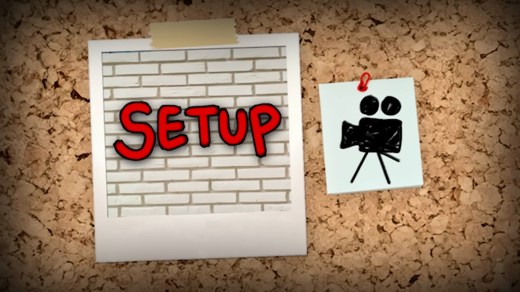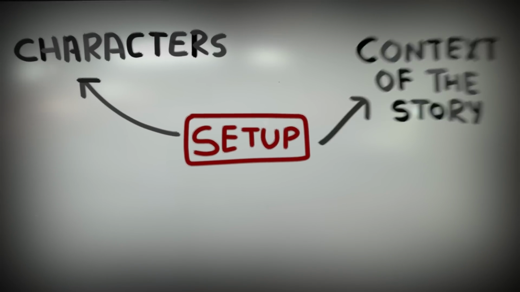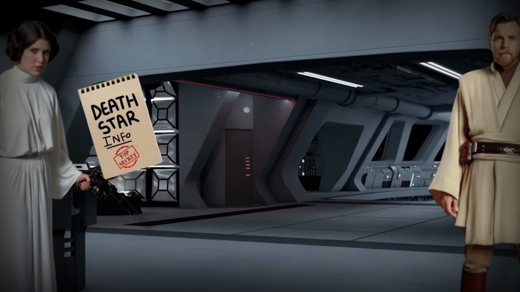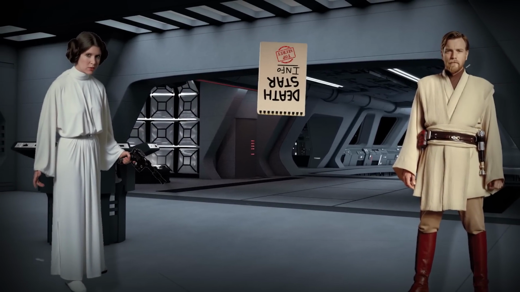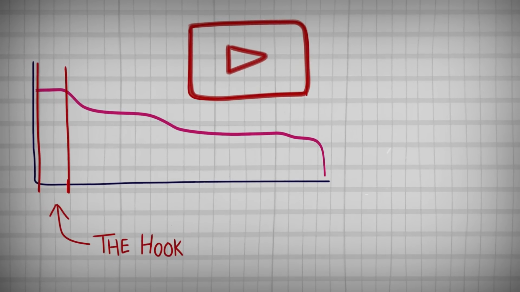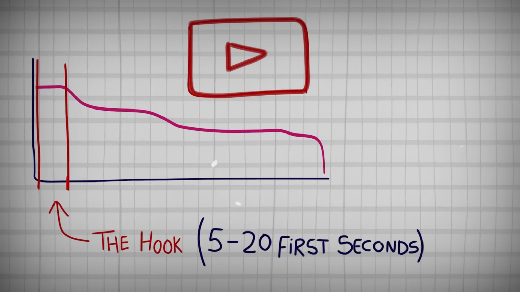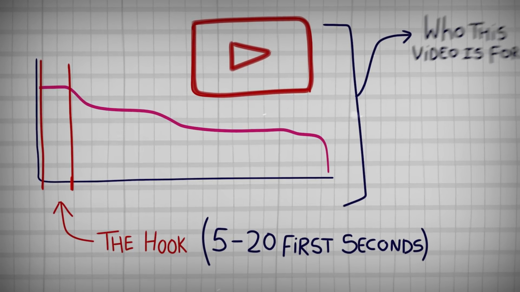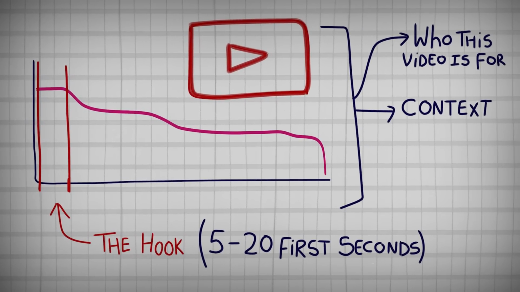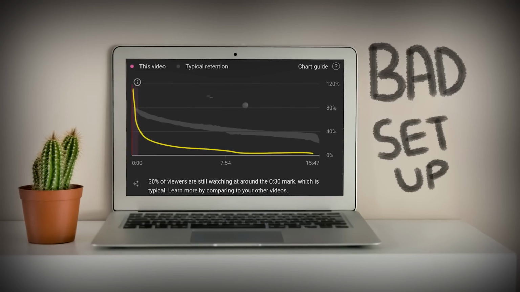In a movie, the setup is where you're introduced to the characters, context of the story, and the stakes, like in Star Wars when Leia sent the Death Star information to Obi-Wan Kenobi. For a YouTube video, the setup is the hook, or the first 5 to 20 seconds of the video. It's where, as a creator, you'll want to establish who the video is for, the context of the message, and the stakes. A bad setup will look like this, and a good setup will look like this. And here's how to do it.